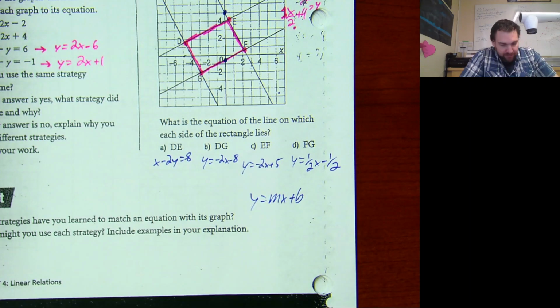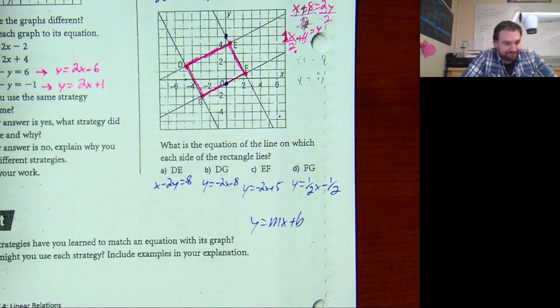We call the slope the change in y over the change in x. So there's that.